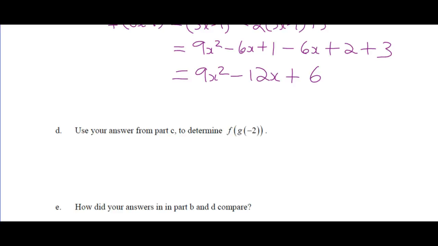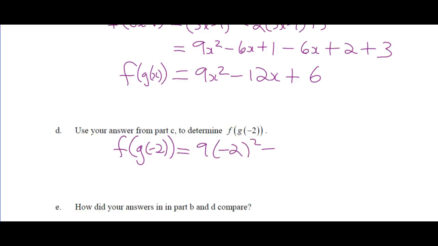Use your answer from part C to determine f of g of negative 2. So this is f of g of x. So 9 times negative 2 squared minus 12 times negative 2 plus 6. You can simplify that if you take a 3 out. Factoring is not simplifying. No, don't factor. That's complicating it. You're just taking out a 3 though. How? It's not equal to 0. I can't divide by 3. The best you can do is go 3 bracket 3x squared minus. That's what I mean. That's more complicated than this.